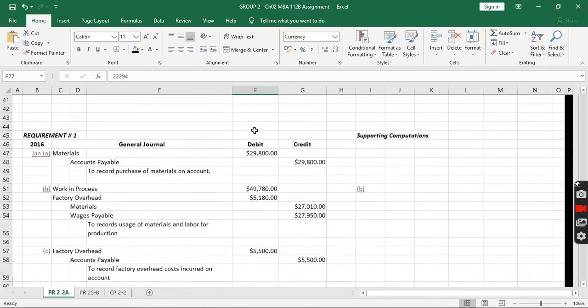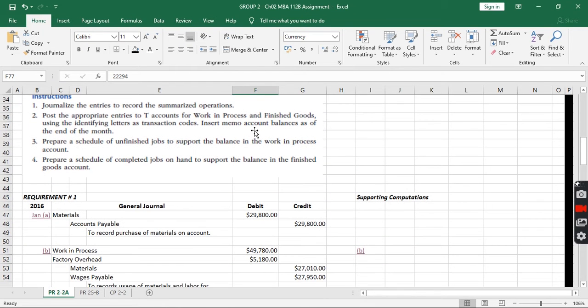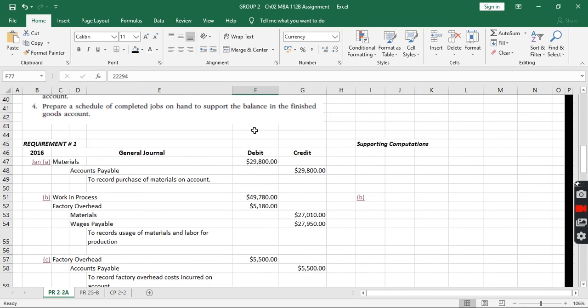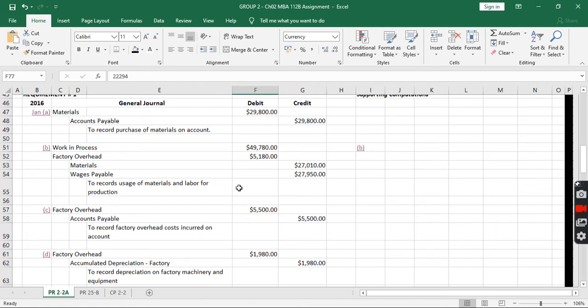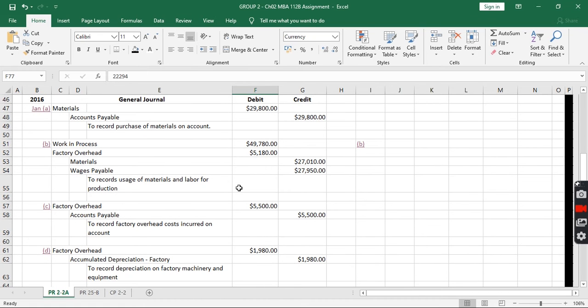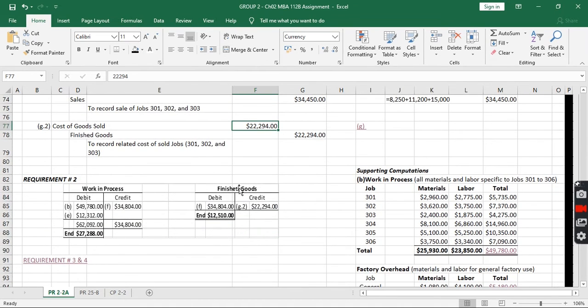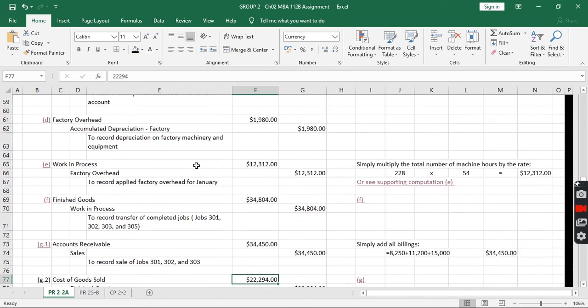For our requirement number 2, we were told to post the appropriate entries to the accounts for work in process and finished goods. For this, your clue is to look at these journal entries and look for entries to work in process and finished goods and post them to their T accounts. The T account should look like this. It's called a T account because it looks like a T. On the left side, we have the debit, and the right side, we have our credit. So let's go back to our entries.